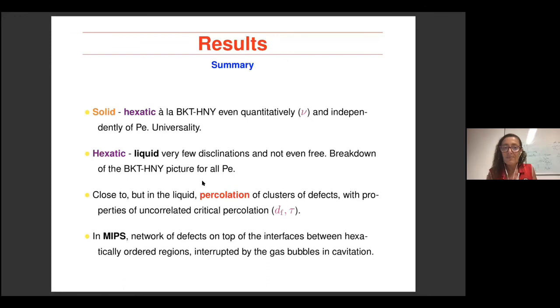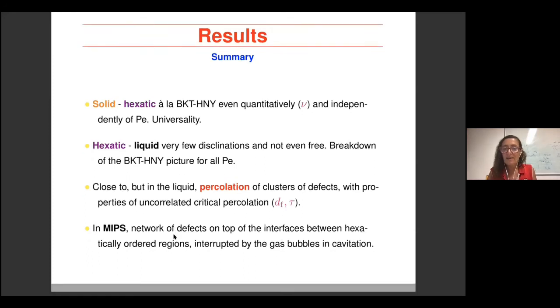for any Peclet. Then there is the hexatic-liquid transition with this peculiar first-order kind at low Peclets, which stands for weak Peclets and then becomes BKT again, and then matches the MIPS for even higher Peclets, which is also interesting. Then there are percolation features about topological defects, clusters of topological defects, which I didn't have time to discuss, but they are also interesting, I think. And then there is this motility-induced phase separation at high Peclets.